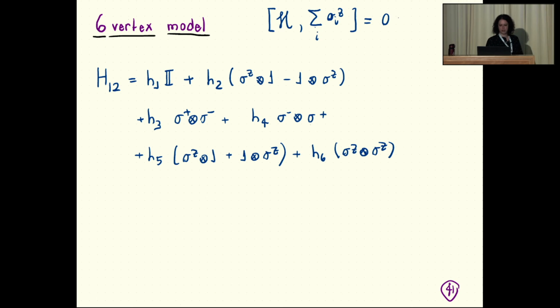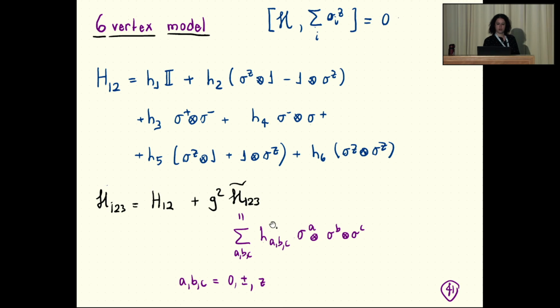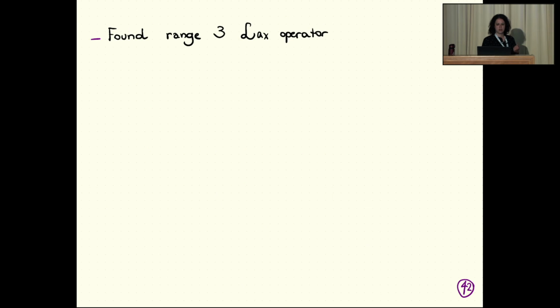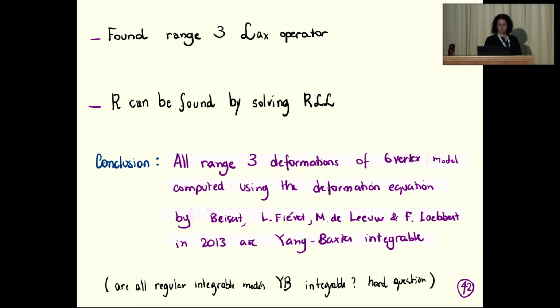So we put this constant Hamiltonian, it's the same they have. We added the range 3 Hamiltonian here. And since it's 6 vertex, the only condition we put is that the total Hamiltonian has to commute with the total spin operator. And we apply the method again. We put the expansion of the Lax on the transfer matrix. We solve it perturbatively for order 0 and 2 in g. And we found the Lax and the R matrix.